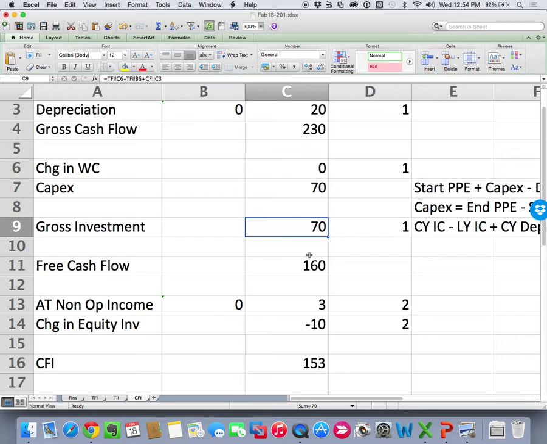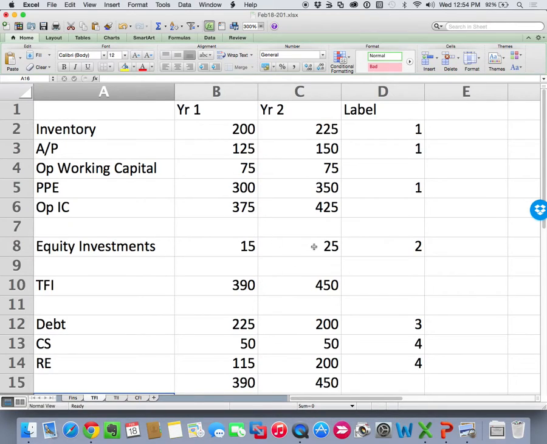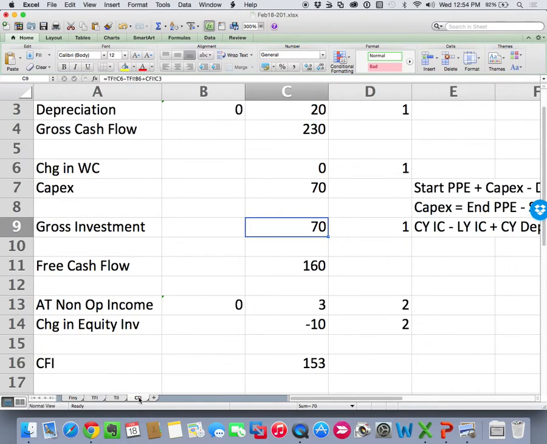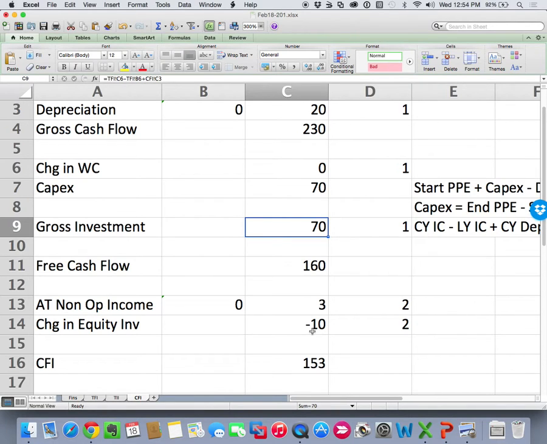So a hand. Question? Yes? How did you get the negative 10 and change in equity investment? So change in equity investments went from 15 to 25. There's a $10 change in equity investments. I just did the 25 minus the 15. And then I asked myself, should this be a positive or negative 10? And what I said is, if I increase my equity investments, it reduces $10 of the cash flow that I have available to pay out. All right, that makes sense.